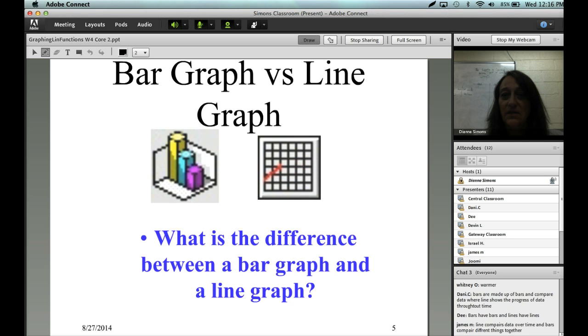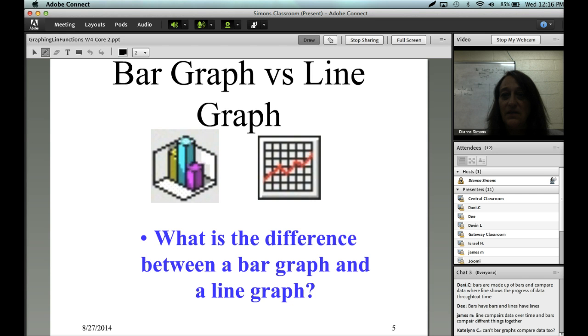Line graphs compare data. Yes. Over time, and bars compare different things together. That's true. Bar graphs will like group a whole, like from say an age group from 10 to 12, and like what their scores were on a specific test. They can compare data, but they compare data in a different way.